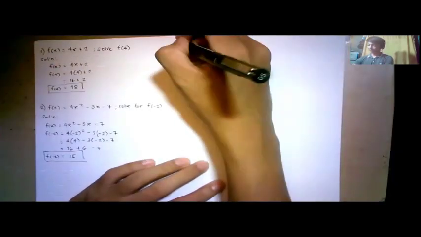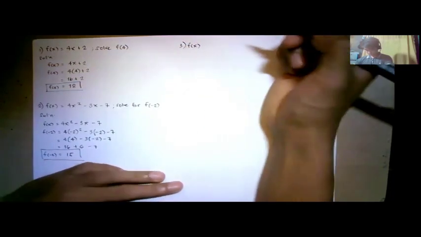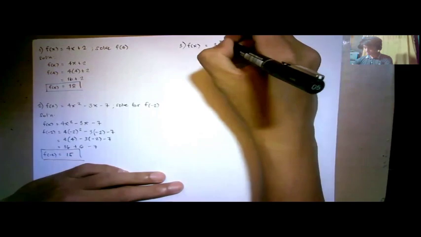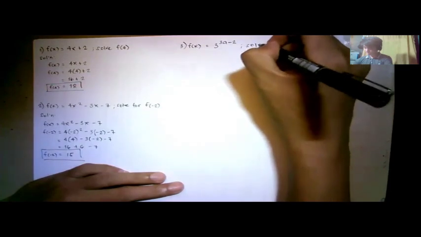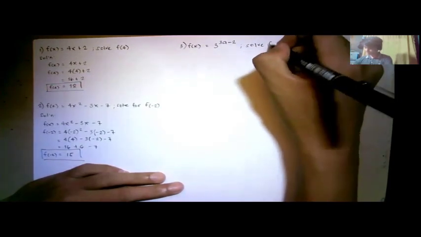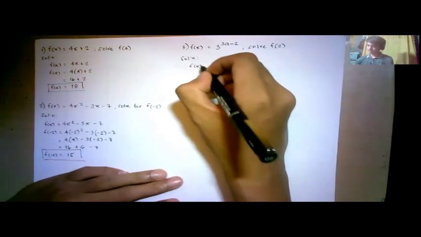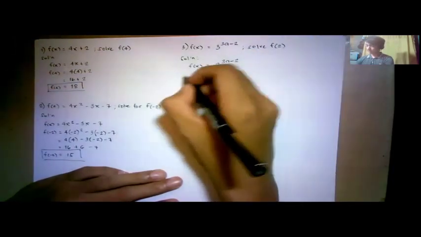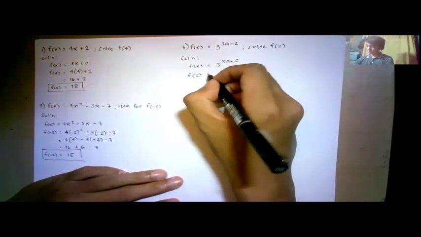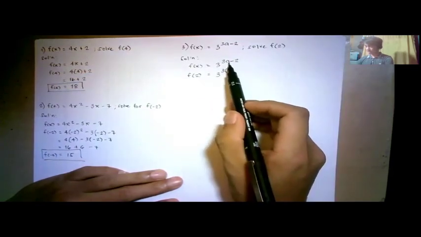For the third example, let's have f of x equal to 3 raised to 3a minus 2. Solve for f of 2. The same process. So solution: copy first the given, f of x is equal to 3 raised to 3a minus 2. And then f of 2 is equal to 3 raised to 3 times, so there's the a there.